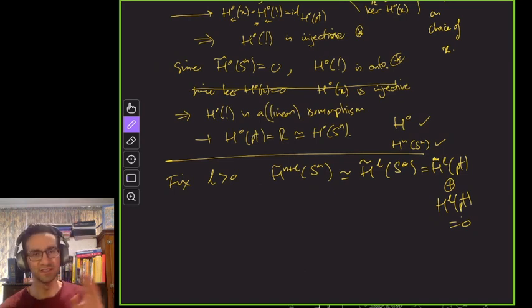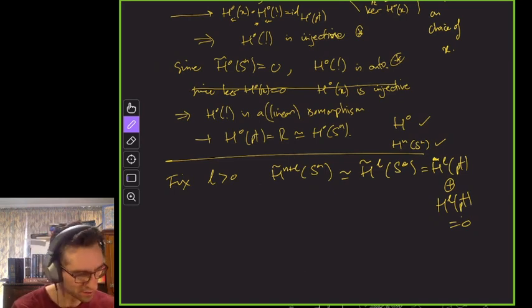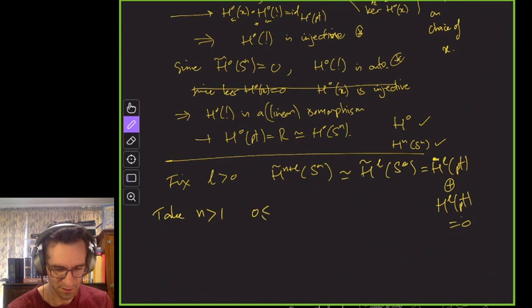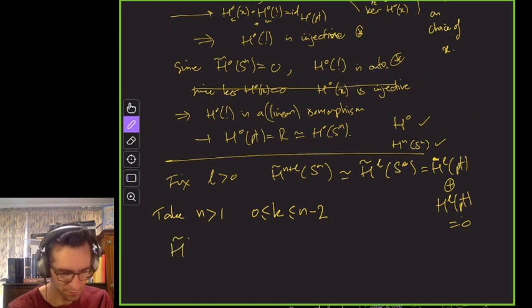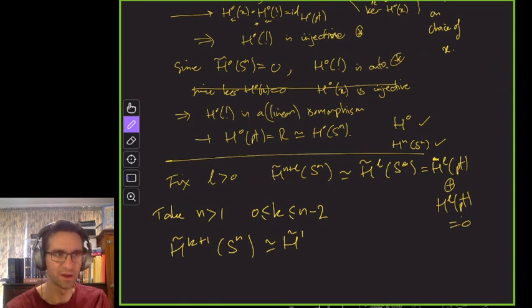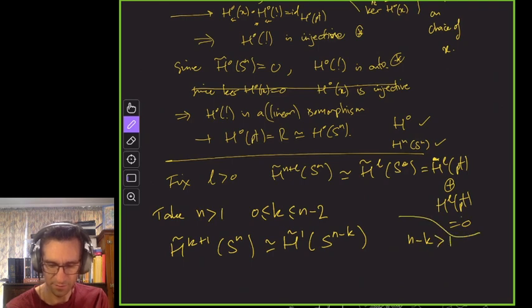If n is one, there's nothing in between, so there's nothing to calculate. So now take n strictly greater than 1, and k between 0 and n minus 2. There's a slight oddness in the indexing here, but you'll see how it goes. So we get H twiddle k plus 1 of Sn by induction is equal to H1, so you'd go down k steps, H1 of S(n minus k), and from our assumption we know that n minus k is strictly greater than 1.